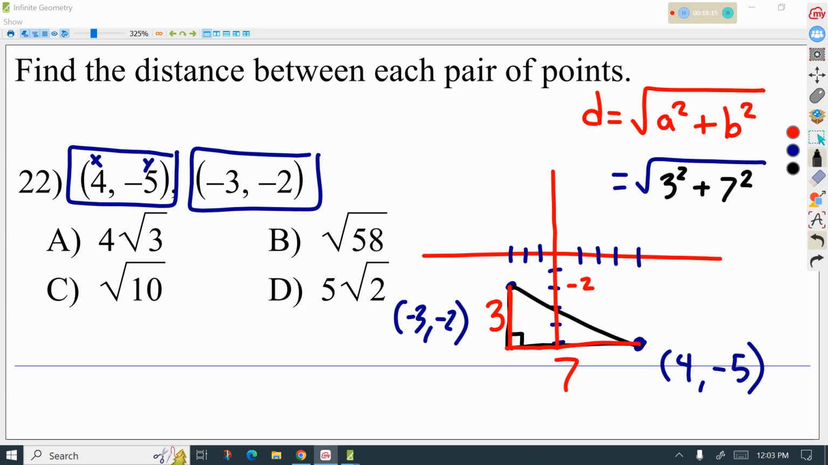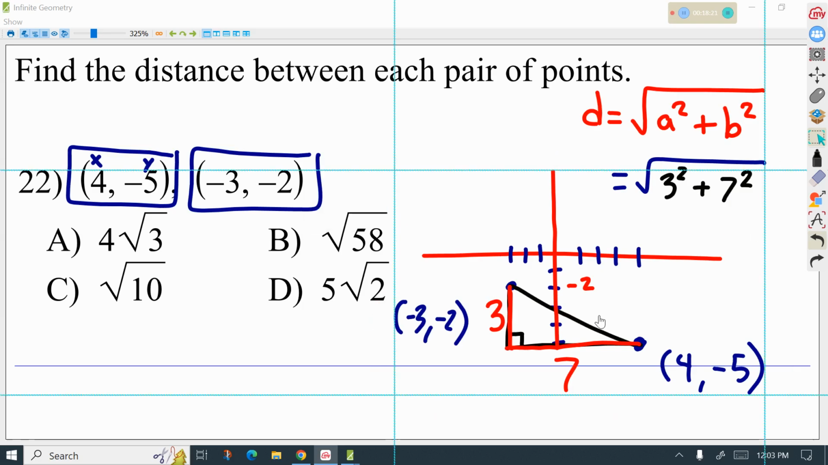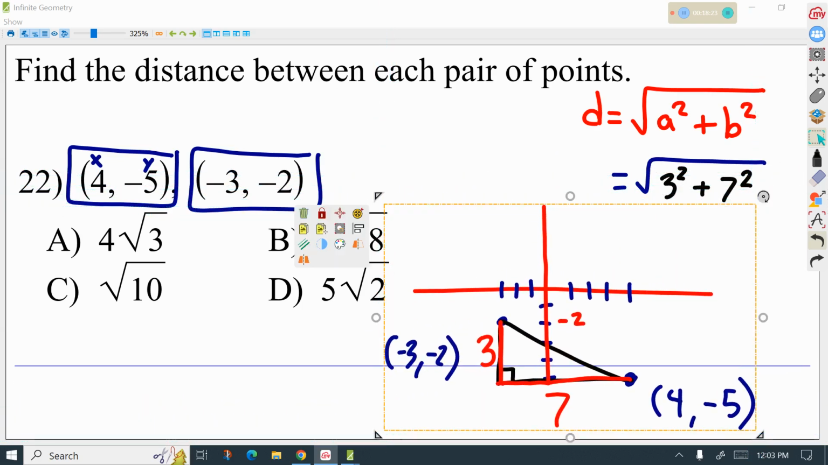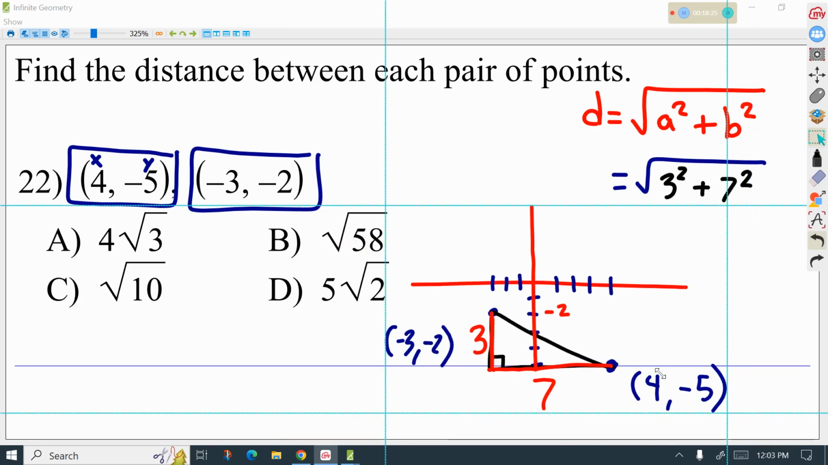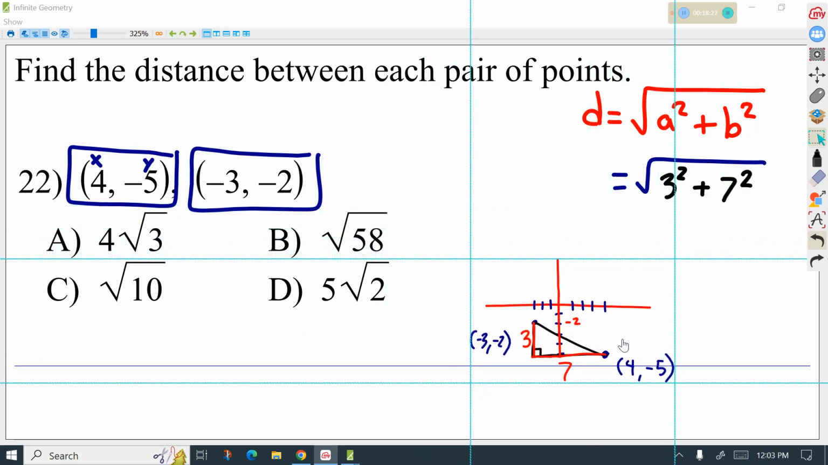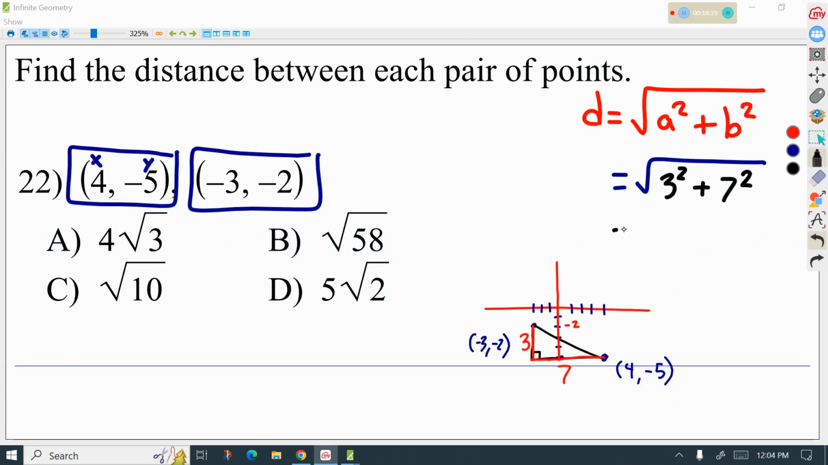Okay, notice I just have to multiply those numbers by themselves. That's all it means to square something. So I have to do 3 times 3 and 7 times 7. I'm just going to shrink this a little bit so that we can focus on our calculation.